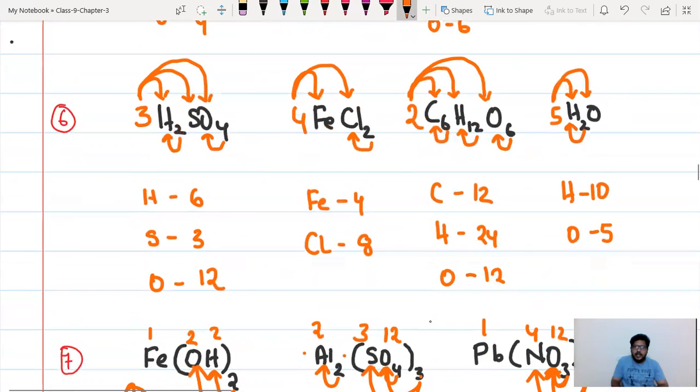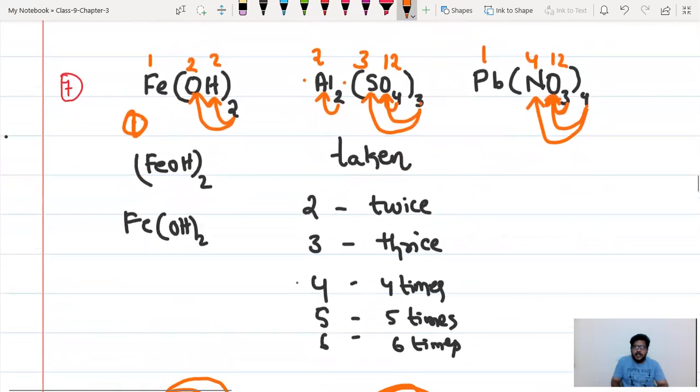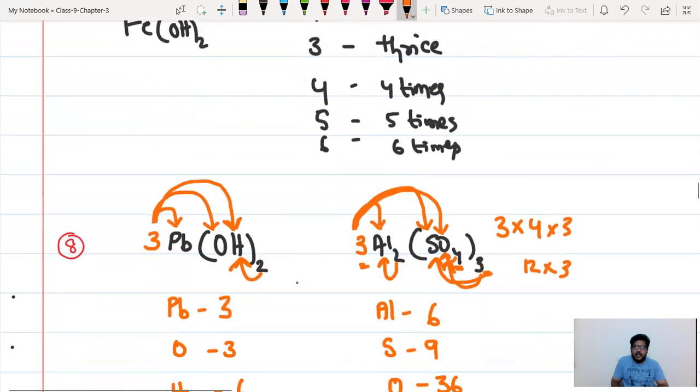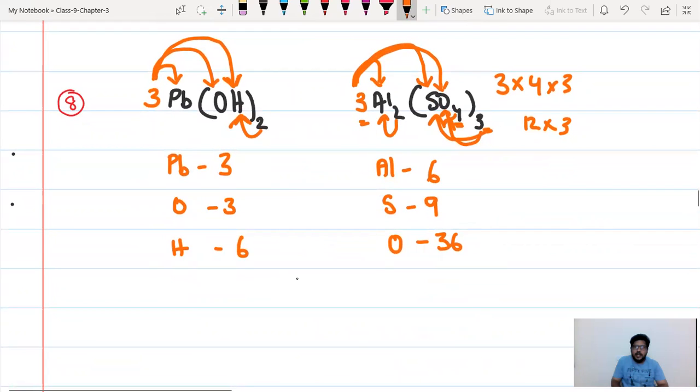Number 6, if a number is present in front of the molecule or compound, and you also have a subscript, both numbers should be given, but the front number should be given to all the atoms and the subscript should be given to the particular atom. Number 7, if we have compounds like hydroxides, sulfates, nitrates in brackets, that number should be distributed to all the atoms which are present only inside the bracket but not to the outside atom. And if you place any number in front of the compound, then the total count should be distributed.